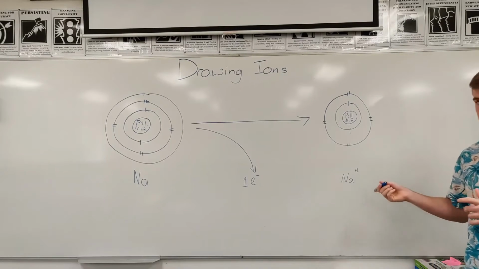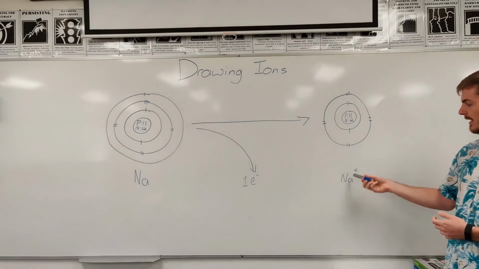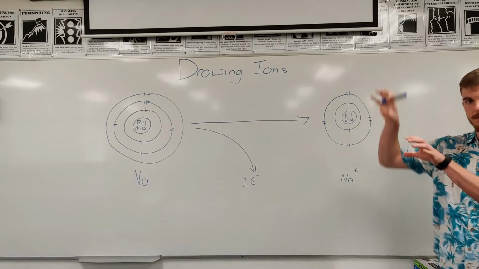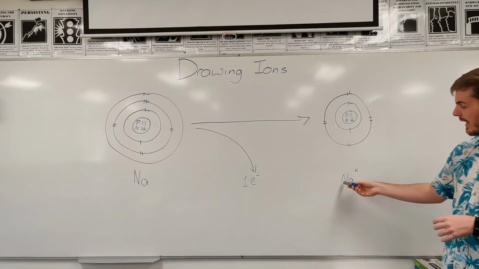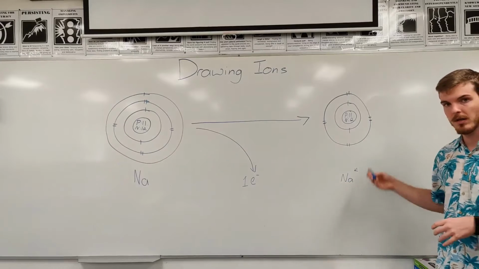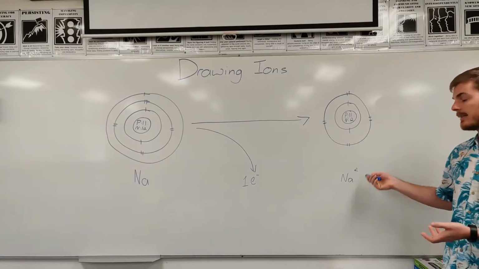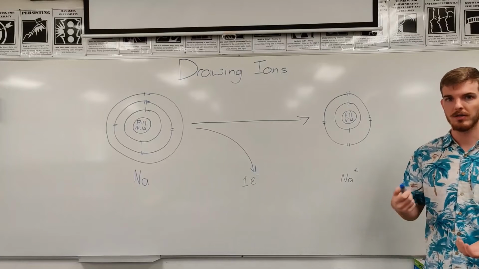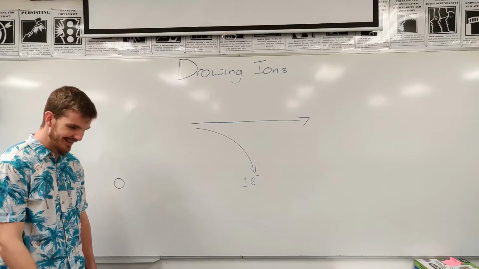You can't write it next to the symbol, because that's just sodium plus the number 1. You need to write it as a superscript, the floaty number, kind of like the C in my name. And that indicates that this sodium atom is now an ion, and it has a positive 1 charge.